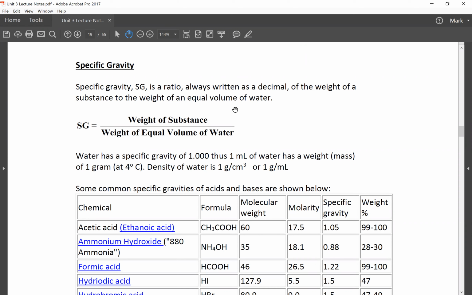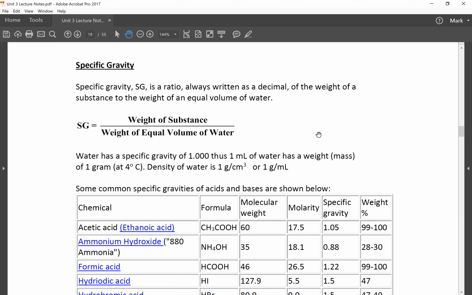So specific gravity, you might have heard of this in physics or chemistry. In chemistry, it's very much like the density basically. The specific gravity, very much like the density of an object. I mean, it is the density of an object. It's the weight of a substance related to the weight of an equal volume of water. Okay, so I guess it's not exactly like density, but it's related to density.